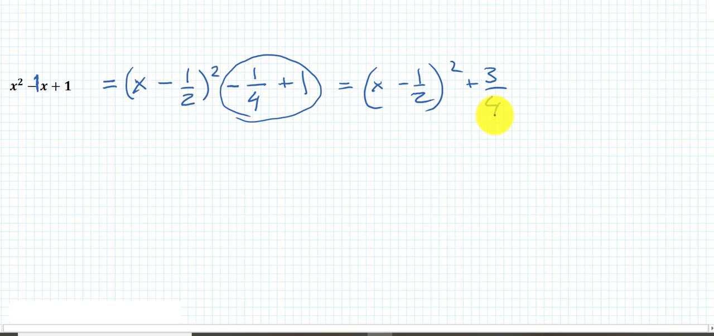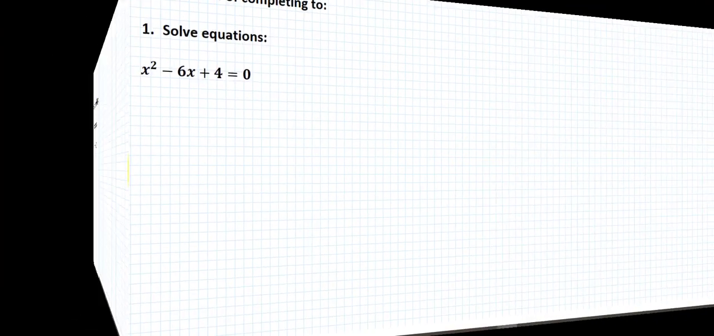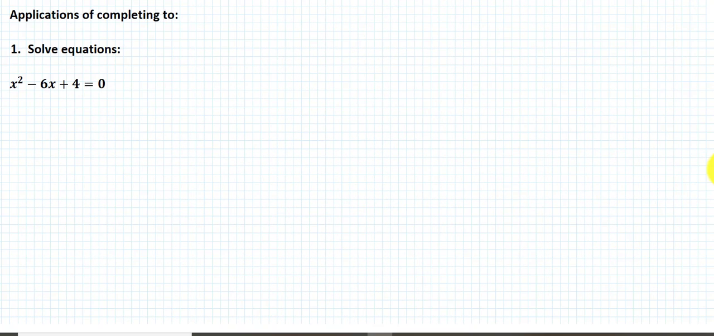So in this first series of examples, I just applied completing the square to changing an expression. Now let's apply it to other types of problems. Here we go. The first type of problem is solving an equation. What am I going to do? I'm just going to complete the square right here for x squared minus 6x, and you will see how I can easily solve my quadratic equation.